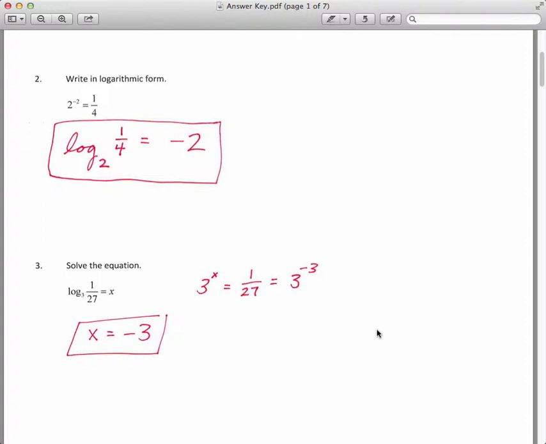So 1 over 27, that is 1 over 3 cubed. And using what we know from elementary algebra about negative exponents, that means that's equal to 3 to the -3. So 3 to the x is equal to 3 to the -3. So the bases are the same, so that means the exponents must be equal, so x equals -3 is the correct answer to that.